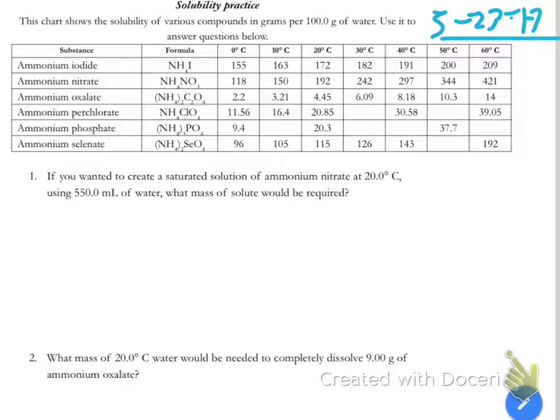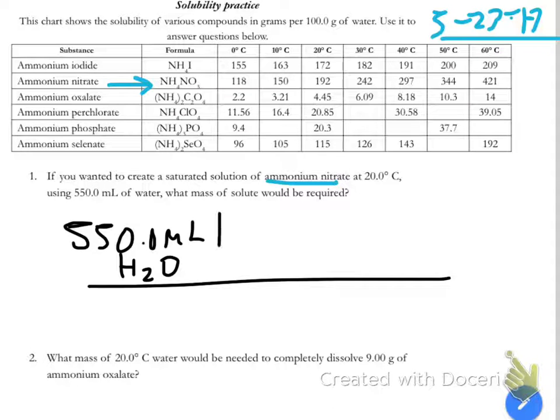You want to create a saturated solution of, in this case, ammonium nitrate. So that would be this. Using 550 milliliters of water, what mass of solute would be required? So we're doing this as a factor label. Pretty straightforward. Our given is the 550 milliliters of water. Because the solubility table works in grams of water, we have to convert, and we know that 1 milliliter of water just happens to have a mass of 1 gram.